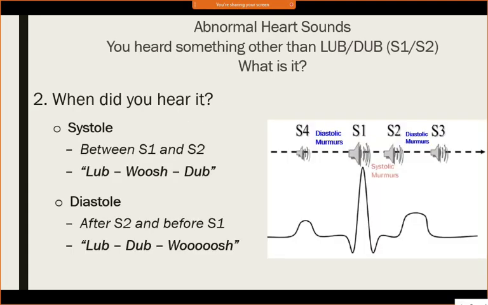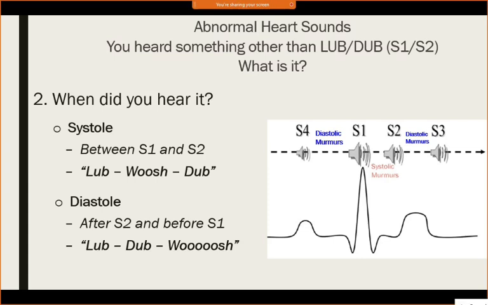The second thing is, what did you hear? You're going to hear two different things. It's going to be either lub, woof, dub, and this is, again, a trademarked sound that I make. Lub, woof, dub. If the woof is in between lub and dub, it is a systolic murmur, because remember, S1, lub, is the end of diastole, and S2, dub, is the end of systole.